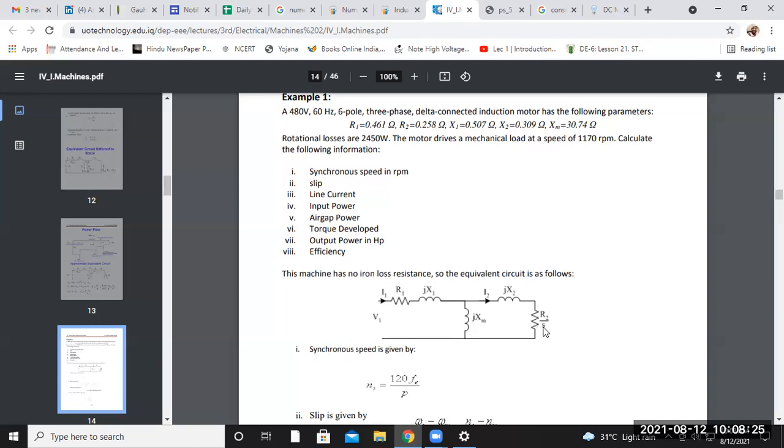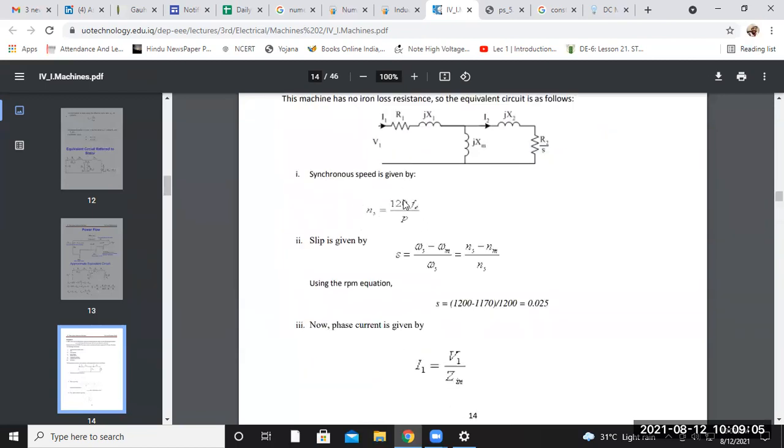Slip can be found only if we have the synchronous speed as well as the rotor speed. We have the mechanical load speed, the speed with which the motor is rotating. That means this is the rotor speed of the machine, Nm, and we have to find the synchronous speed. As the frequency and the number of poles are given, just use the formula Ns equal to 120 F upon P. F is 60 Hz and P is 6 pole. You will get the synchronous speed.